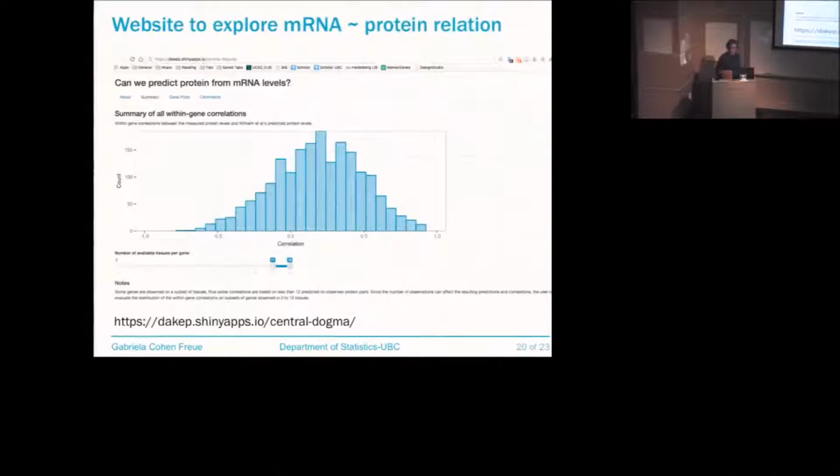Okay, so if you're interested in playing with this data set, we have created a Shiny app. My student, David Kaplinger, helped with that part, although he's not an author of the paper. In this Shiny app, you can select how many observations you want per gene, because sometimes the gene was not measured in all the tissues. So you can say, I want only the genes that have been measured in most of the tissues to make part of the analysis, and you can see the histogram of the correlation, so you can play with that.